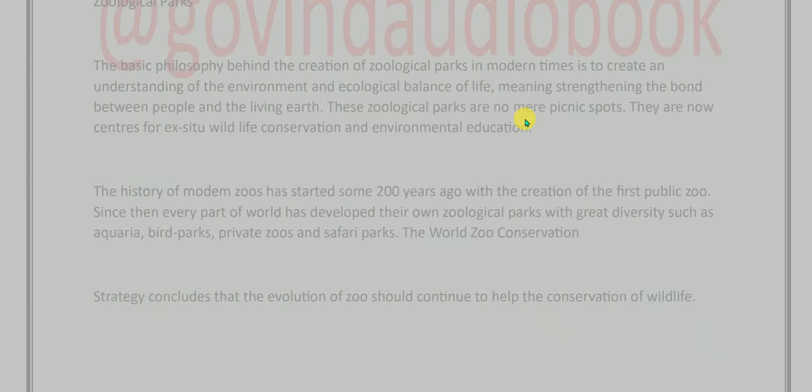Zoological parks. The basic philosophy behind the creation of zoological parks in modern times is to create an understanding of the environment and ecological balance of life, meaning strengthening the bond between people and the living earth. These zoological parks are no mere picnic spots. They are now centers for ex situ wildlife conservation and environmental education. The history of modern zoos started some 200 years ago with the creation of the first public zoo. Since then, every part of the world has developed its own zoological parks with great diversity, such as aquaria, bird parks, private zoos and safari parks. The World Zoo Conservation Strategy concludes that the evolution of zoos should continue to help the conservation of wildlife.